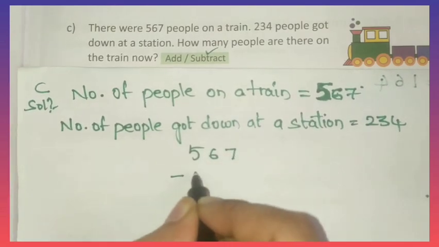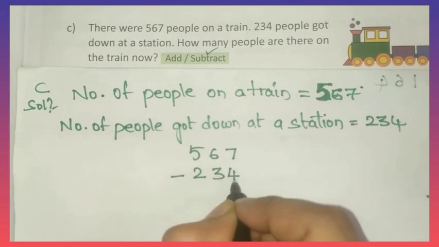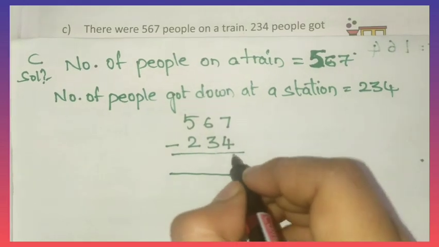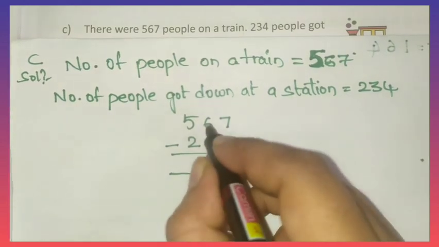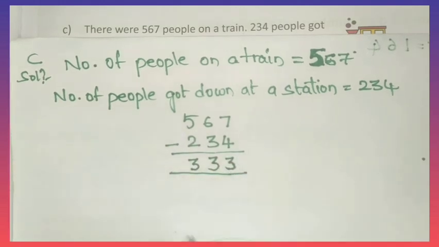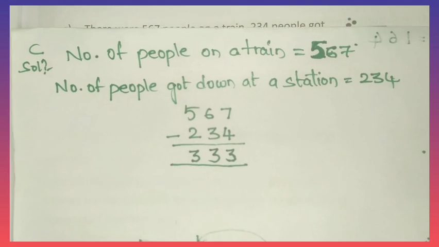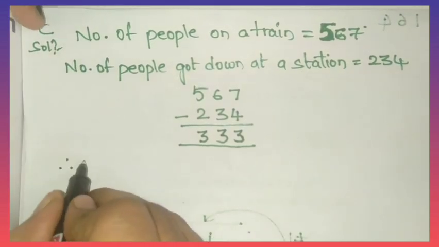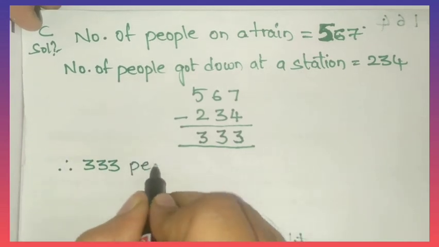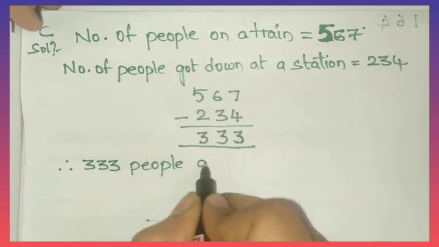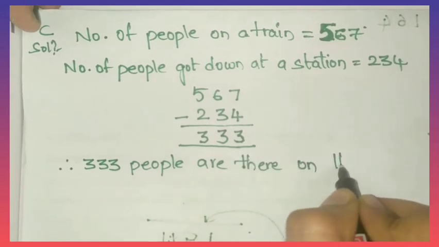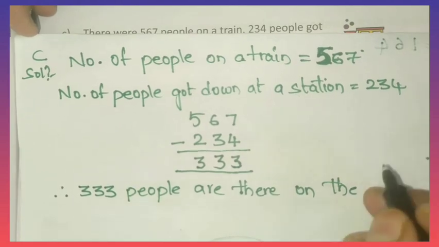567 minus 234. 7 minus 4, 3. 6 minus 3, 3. 5 minus 2, 3. 333. Therefore, 333 people are there on the train.